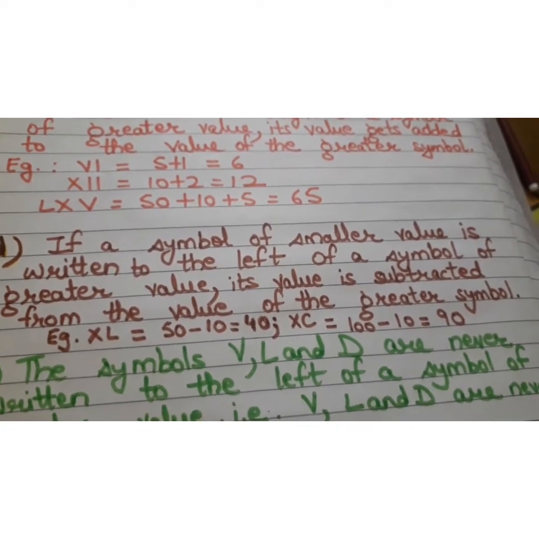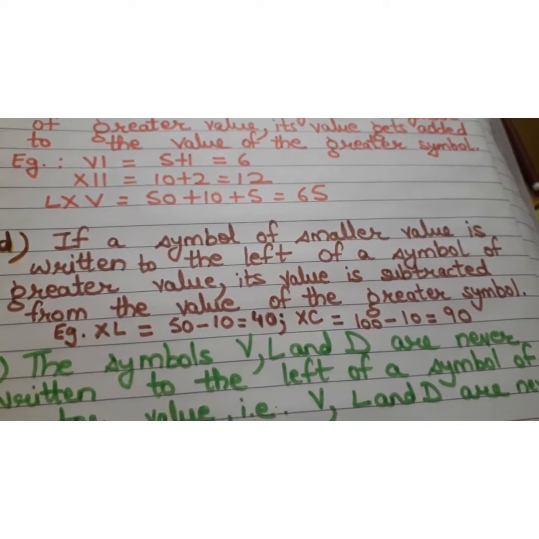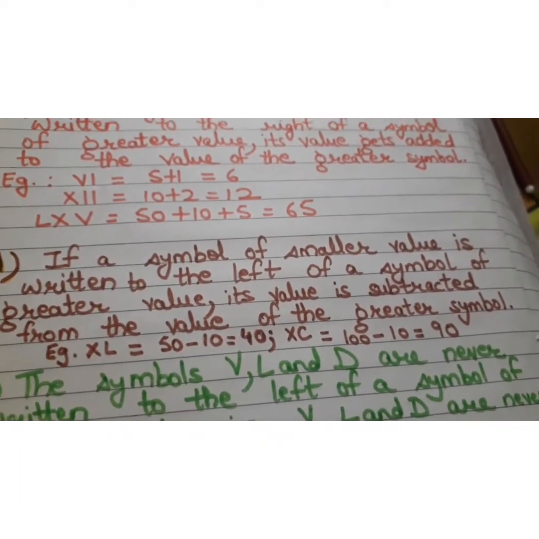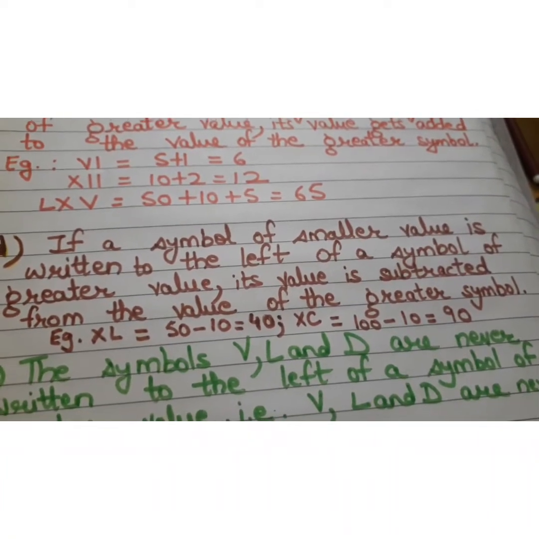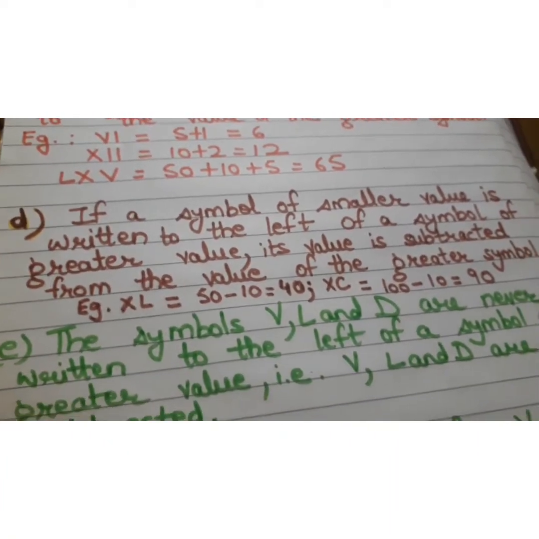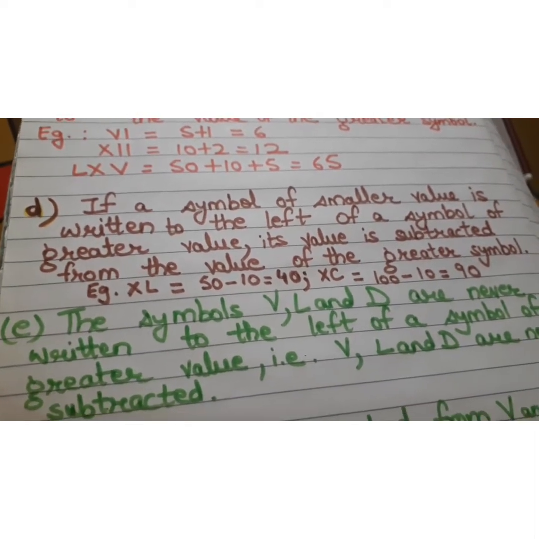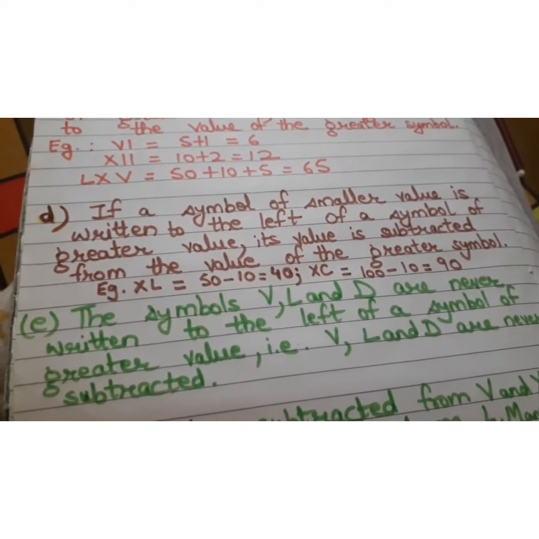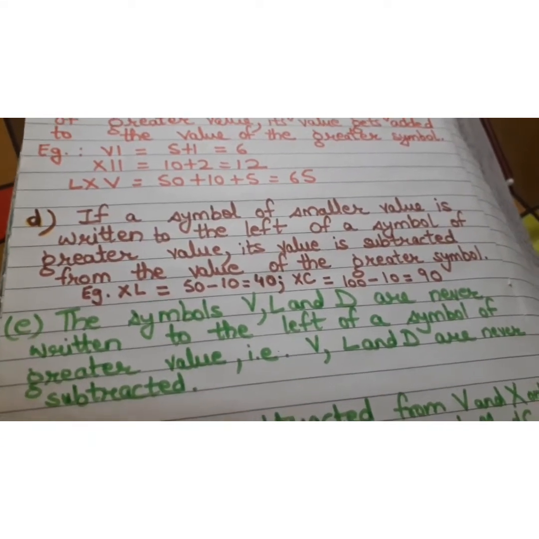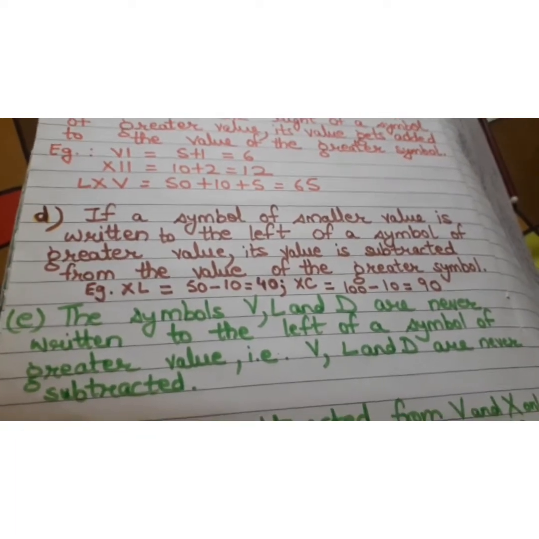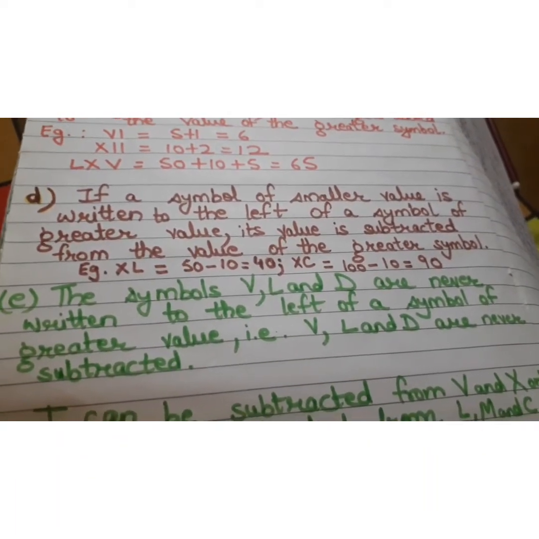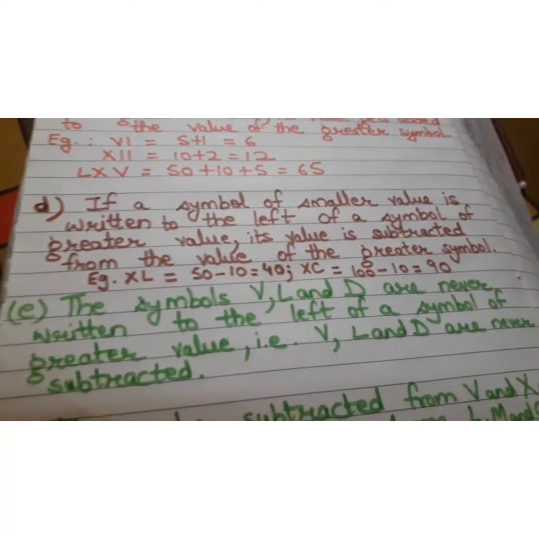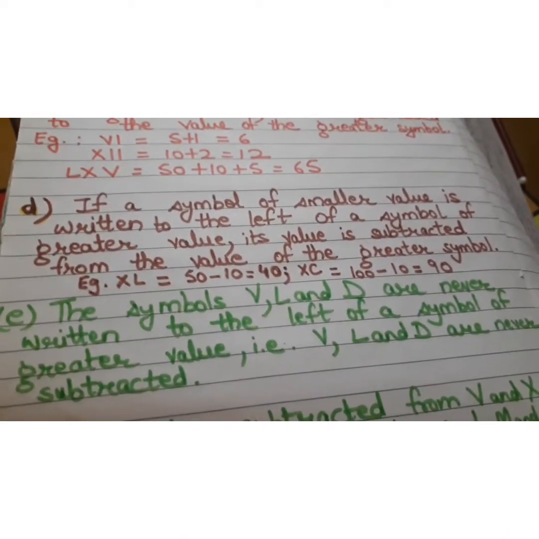XC. In XC, C is greater, that is 100, and X is 10. So again 10 is subtracted from 100. So it becomes 90. And the last rule is the symbols V, L, and D are never written to the left of a symbol of greater value. What does this mean? This means V, L, and D are never subtracted. They are never written to the left of a symbol of greater value.